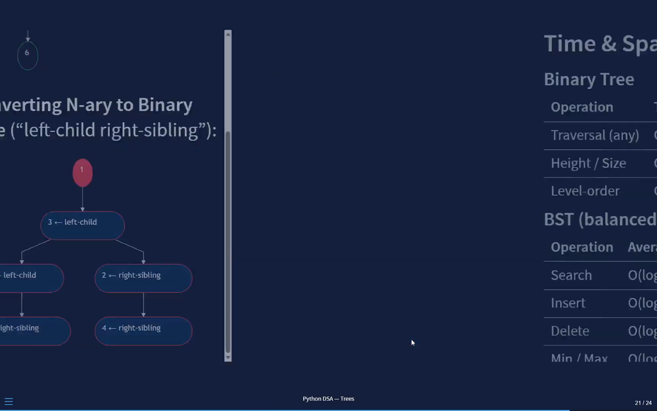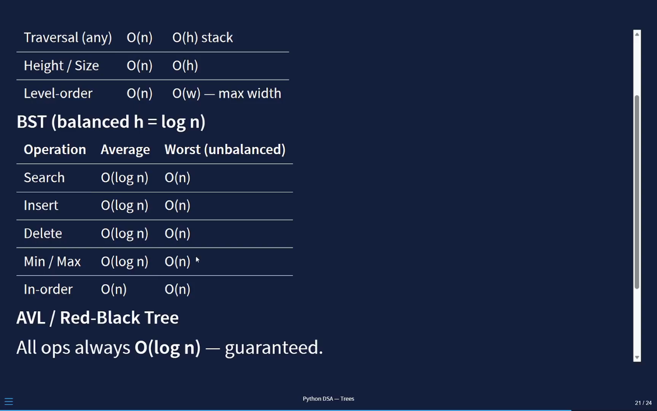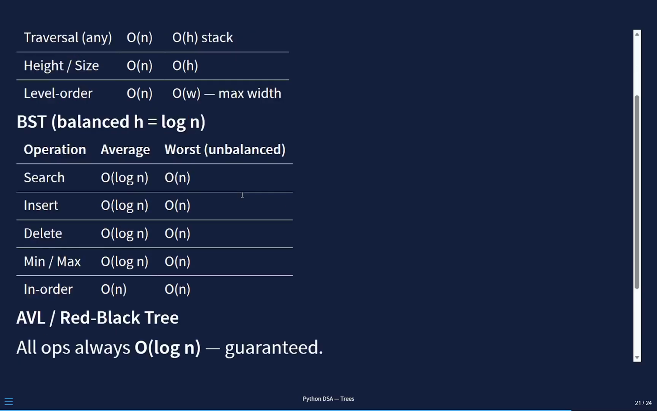Next, full complexity reference. All tree variants in one place. Binary tree: all traversals are O(n). You visit every node. Space is O(h) for the recursion stack, proportional to tree height. In the worst case, a degenerate tree has O(n) height and O(n) stack space. In a balanced tree, it's O(log n). Level order uses O(W) space, where W is the maximum width of the tree, which can be O(n) for a very bushy tree. BST.